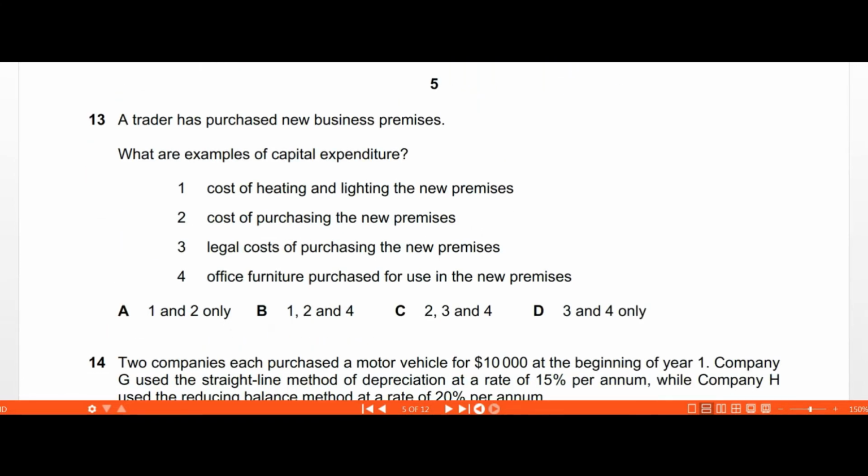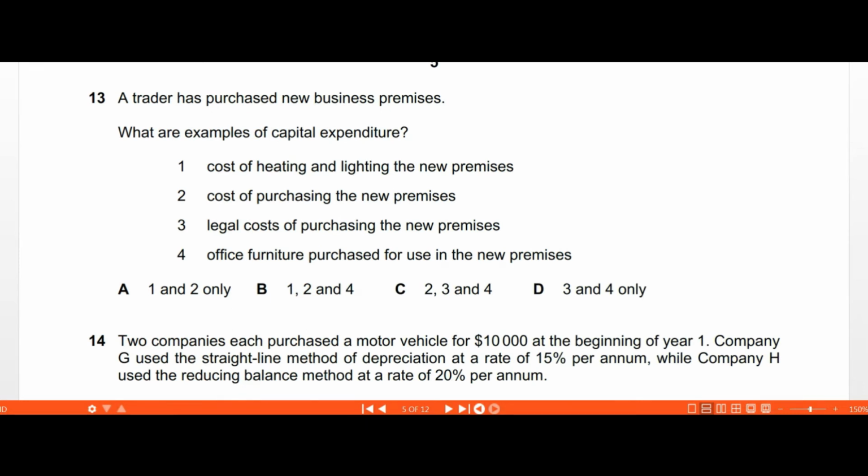Moving on to question number 13. A trader purchased new business premises. What are examples of capital expenditure? So capital expenditure is the long-term expenditure that we're doing mostly on the assets. The options given over here are cost of heating and lighting the new premises, cost of purchasing the new premises, legal cost of purchasing the new premises, and office furniture purchased for use in the new premises.